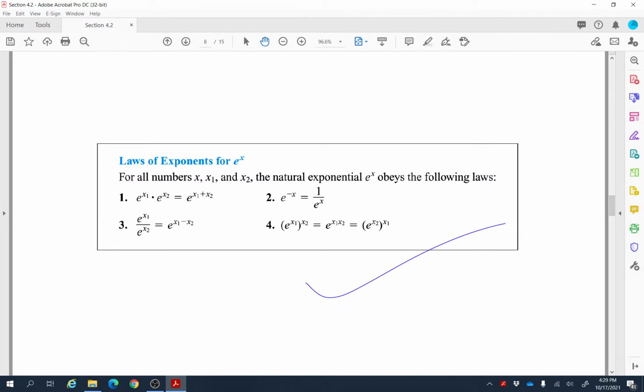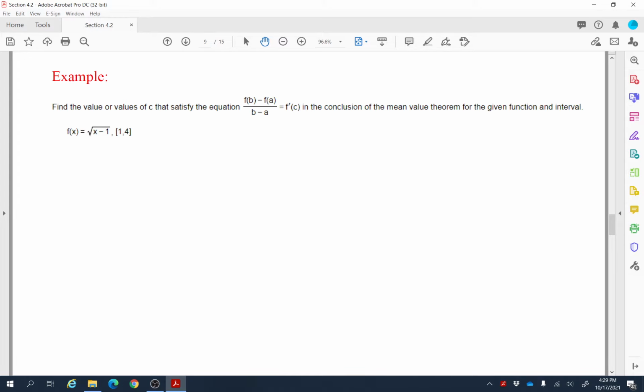These are some properties, or laws, of exponential functions. Now let's look at some examples. The first example is: find the value or values of c. There might be just one value or more than one value such that this is possible. We are given a function, the interval, and the values of a and b. We just need to find c.